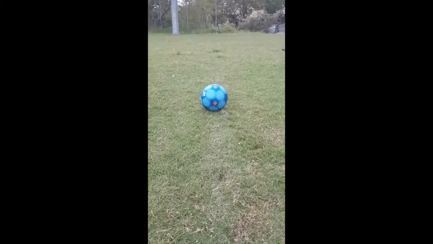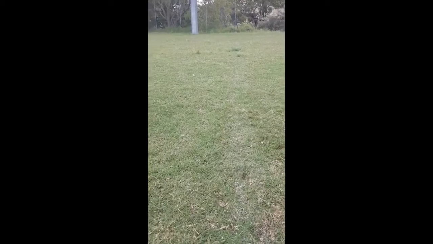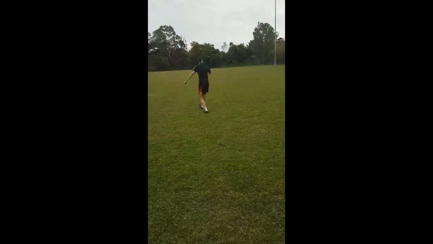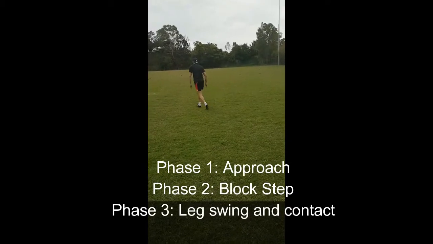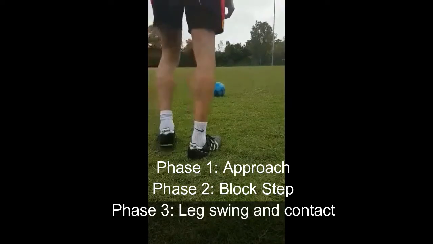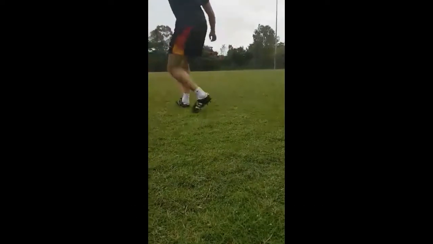Today the kick is broken down into 3 phases to individually implement constraints to improve Kyle's goal kick. In phase 1, we'll first look at Kyle's approach. In phase 2, the block step. And in phase 3, leg swing and contact.